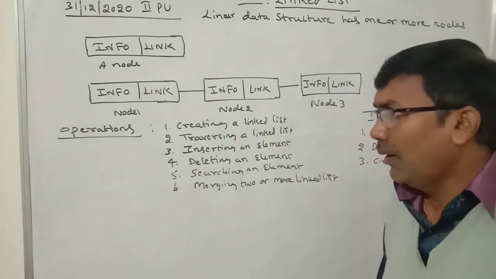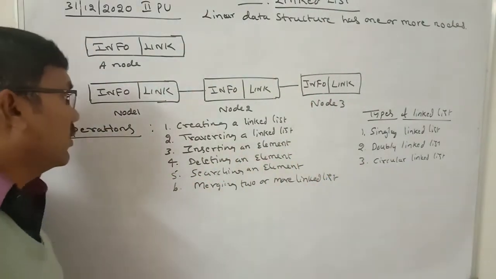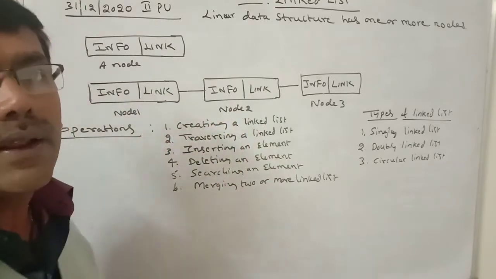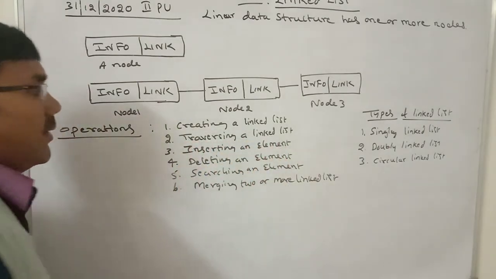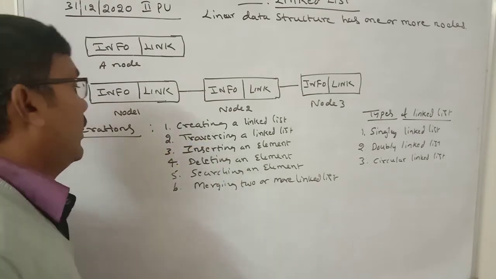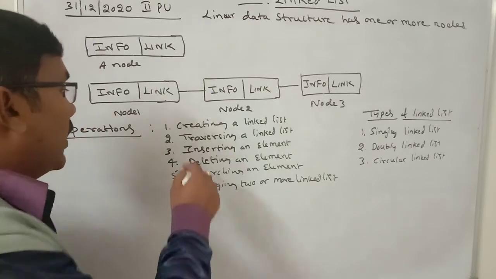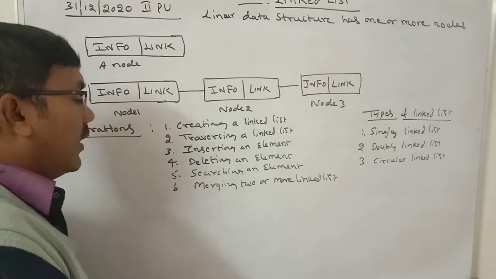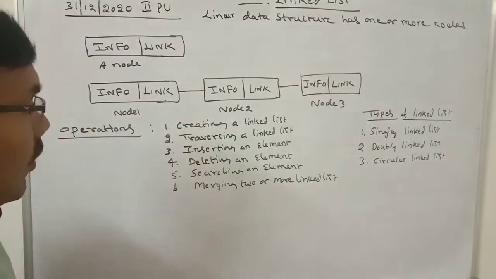Now here also we can perform many operations. What are the operations you can perform on a linked list? Creating a linked list: you can create a new linked list. Then traversing a linked list, similar to arrays, where you visit each element in the linked list. That is called linked list traversal. Next, you can insert a new element into the linked list. Then you can delete an element from the list, search for an element in the list, and merge two or more linked lists.